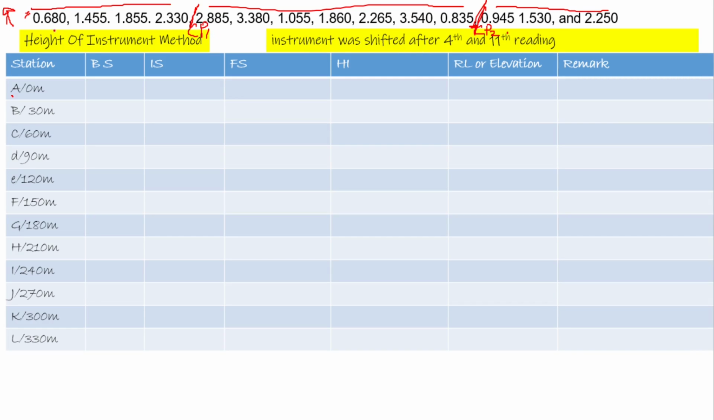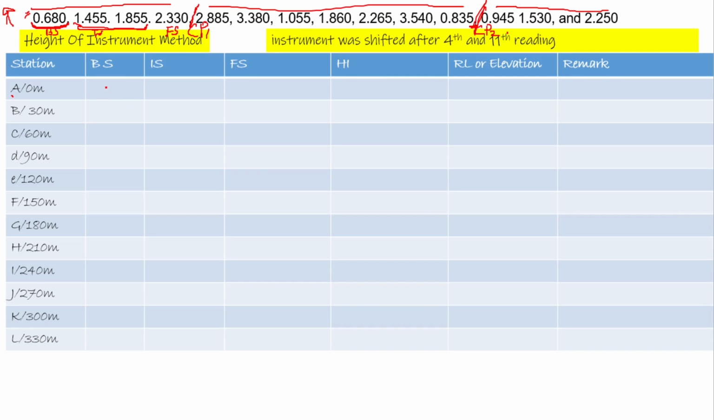So in the question, it was mentioned that the RL of the first point was 80.75. So we know the elevation of the first point, so it will be your backside reading. So for back station A, we are going to say it is 80.750. It will be your backside, and the last reading of the setup is the foresight reading, and all other readings for this setup are intermediate sight readings.